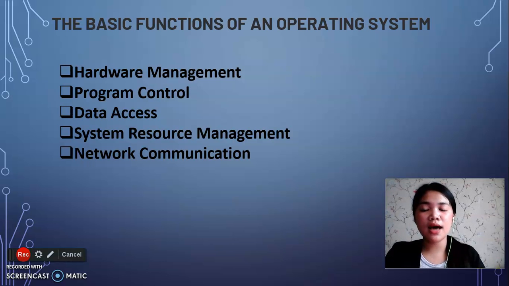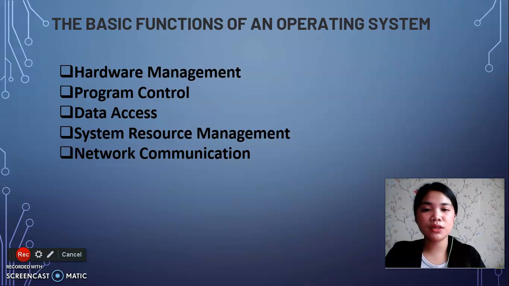Third, we have data access. The operating system is also in charge of accessing, storing, and retrieving data on the computer's hard drive. It also manages data stored temporarily in the computer's RAM memory.